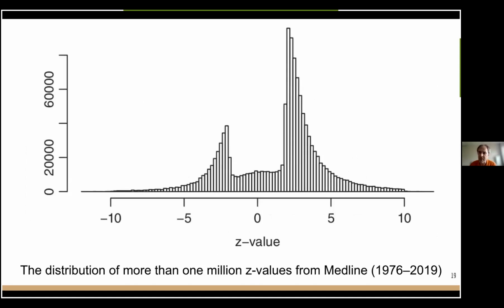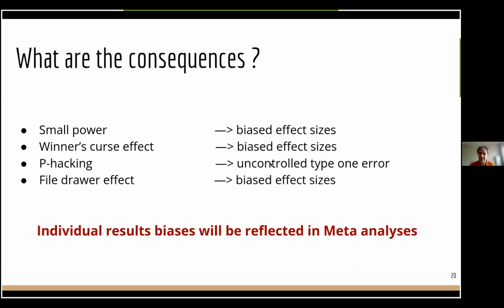And if you look at the z-values reported in Medline, you see an interesting distribution: around 0, there are far fewer z-values reported, because you only report the significant positive or negative z-values. But obviously the actual distribution of the z-values should be complete, and it definitely doesn't have this hole. It's just that we're not reporting all those z-values that are not significant.